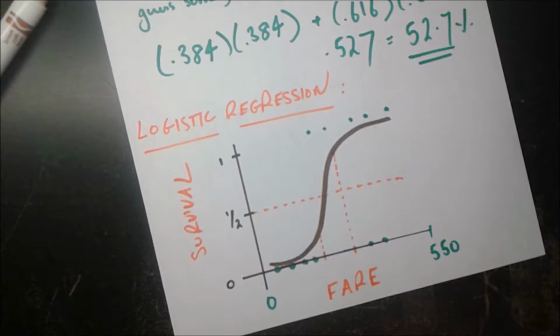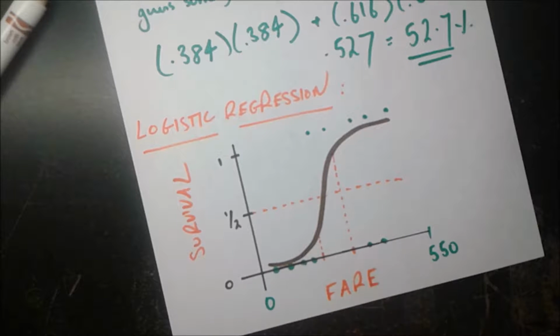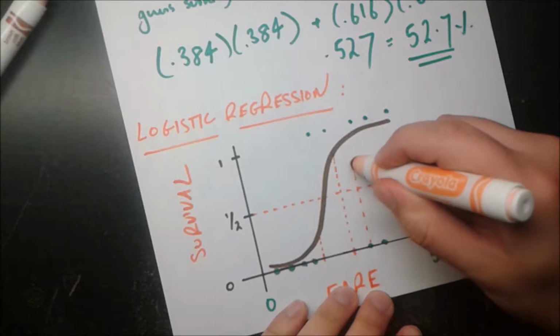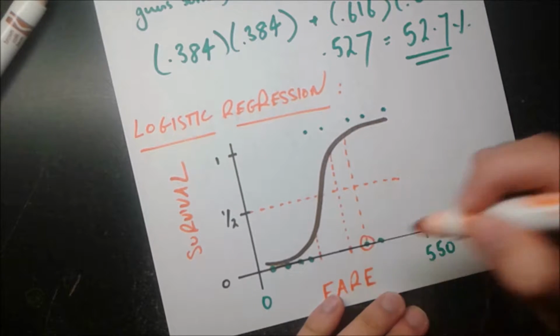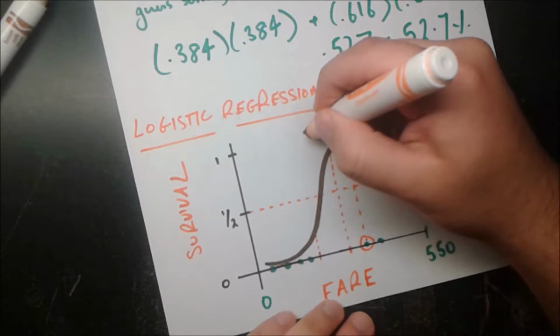Now, of course, it can misclassify. For example, it's going to misclassify this person because this person's fare was this much, so we trace it up to the logistic curve, and we get a very high value over here. So we're going to say that person survived, but of course they did not. And of course, it'll misclassify.